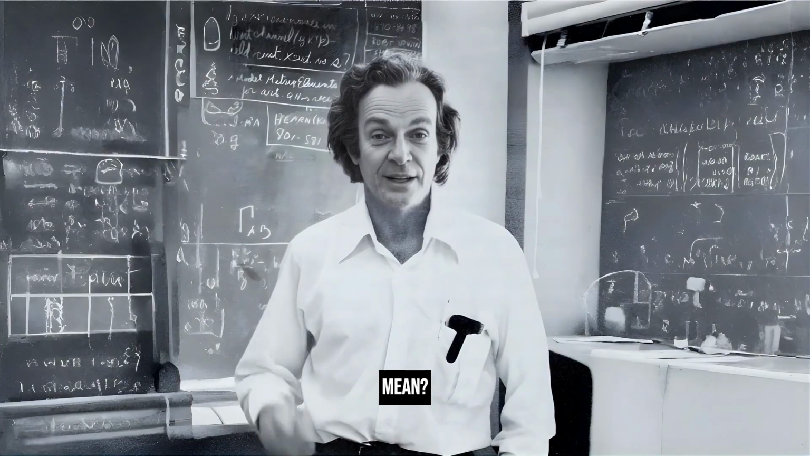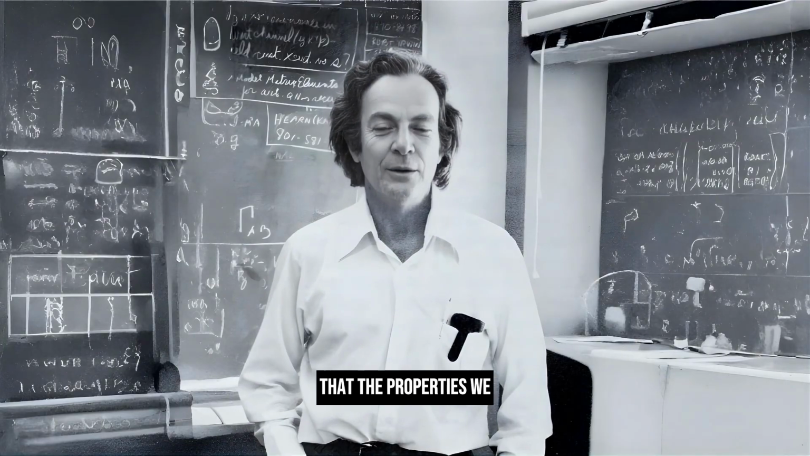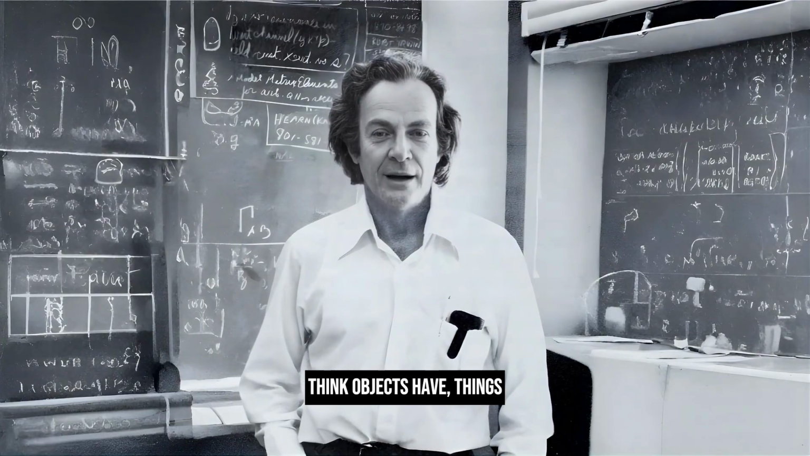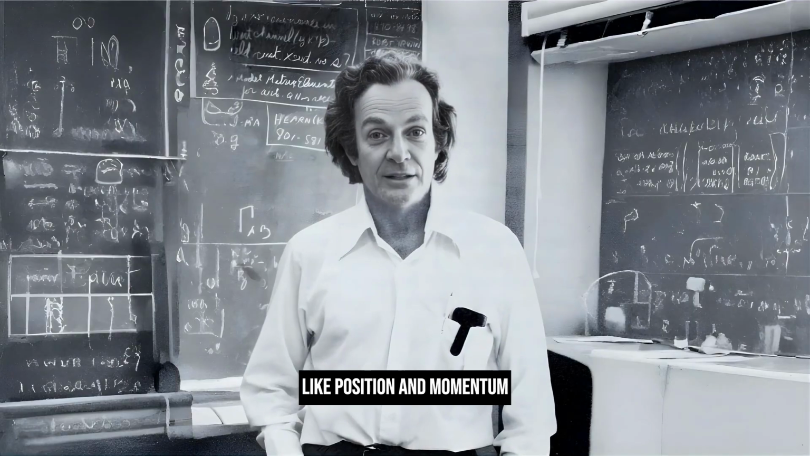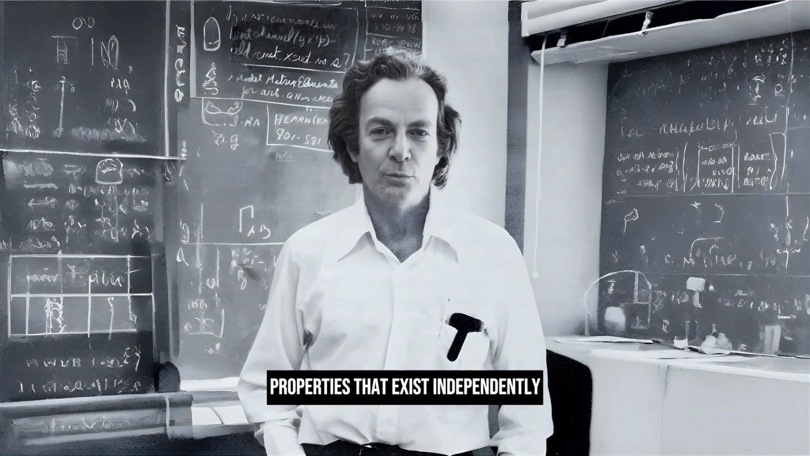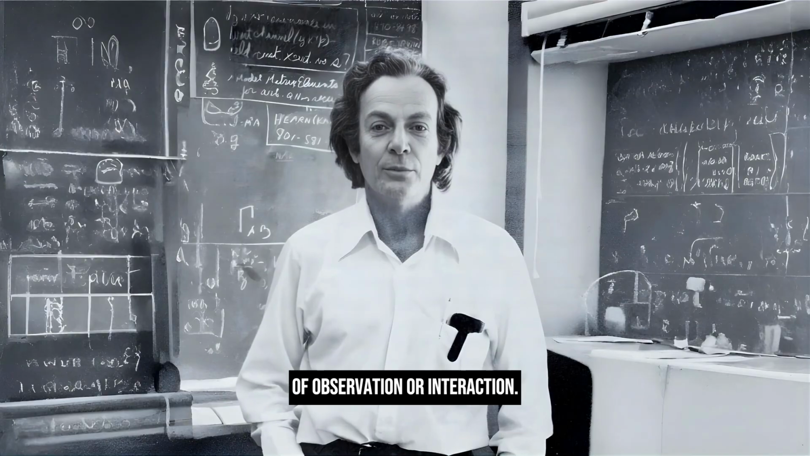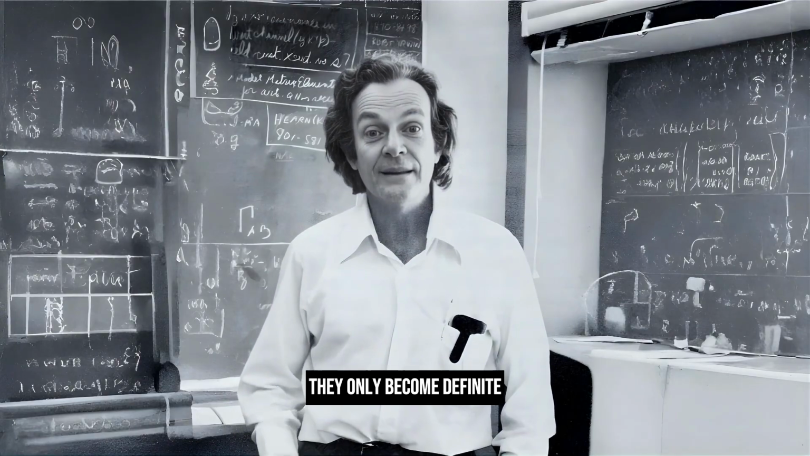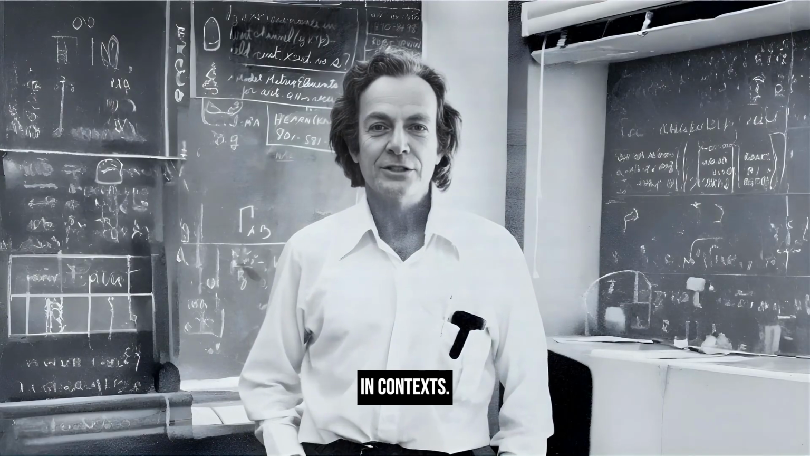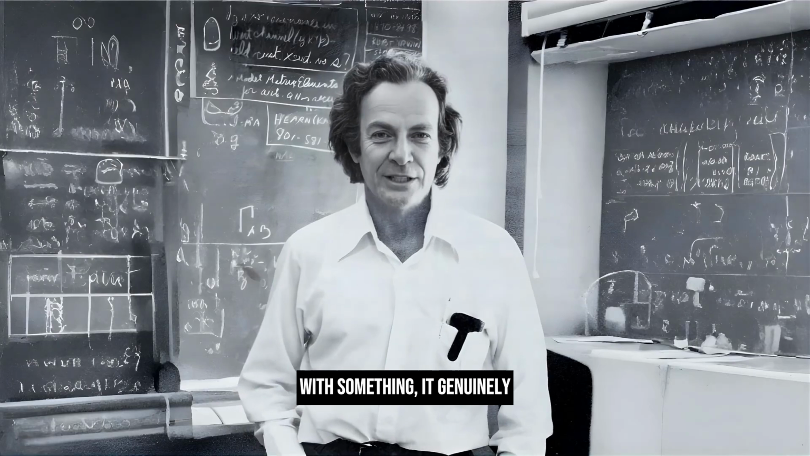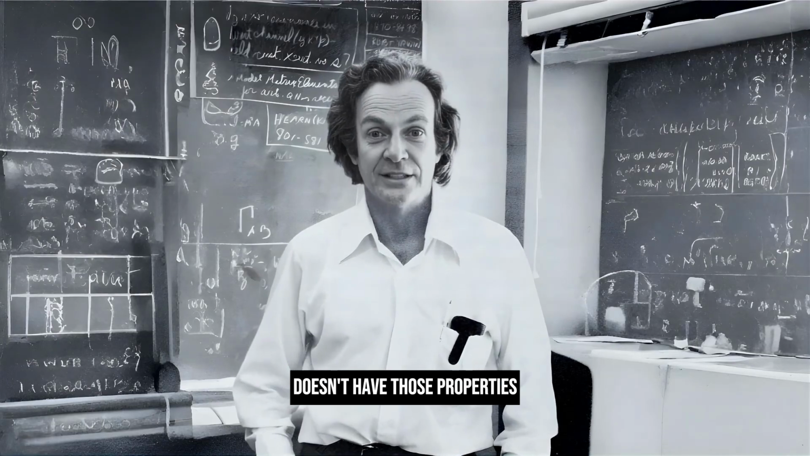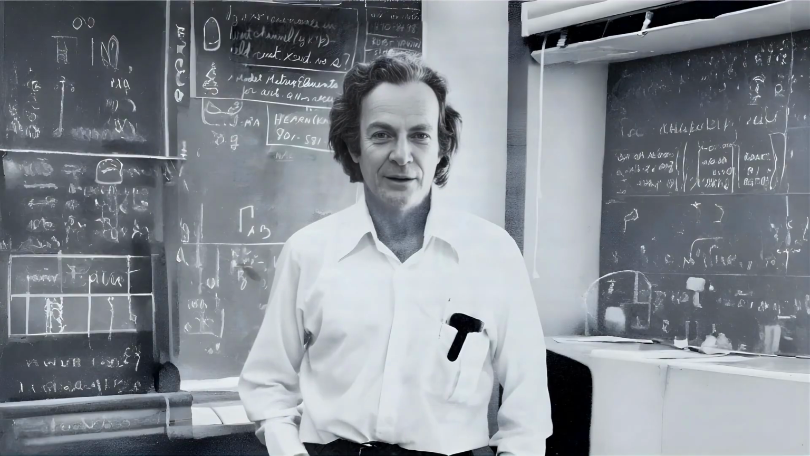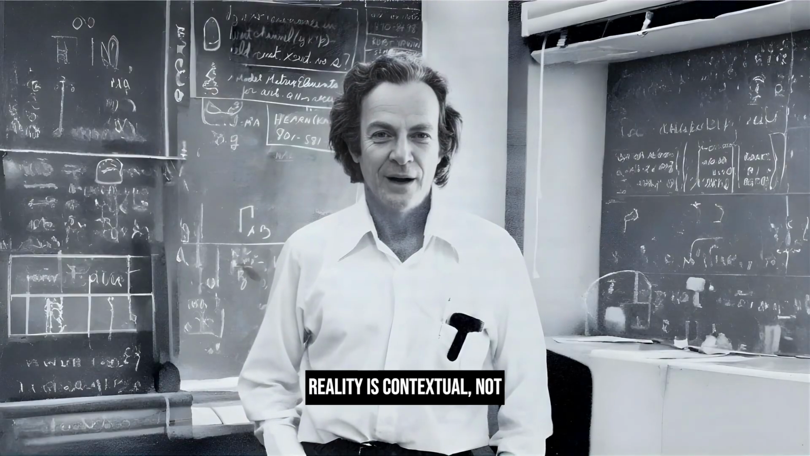So what does this mean? At minimum, it means that the properties we think objects have, things like position and momentum and spin, are not properties that exist independently of observation or interaction. They only become definite in contexts. If you're not interacting with something, it genuinely doesn't have those properties in any meaningful sense. Reality is contextual, not absolute.